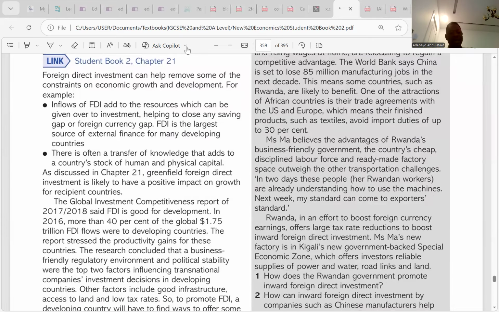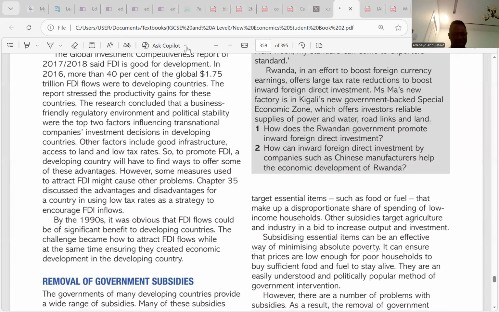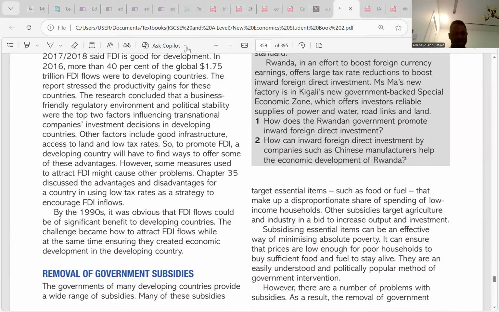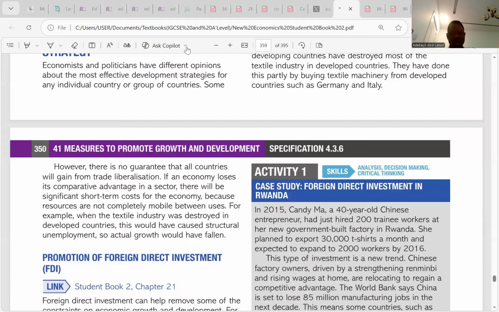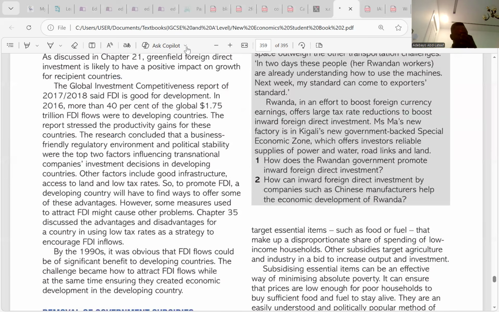I think FDI is clear there. Okay. Let me see if there's any cons here. Okay, let me just read anyway.